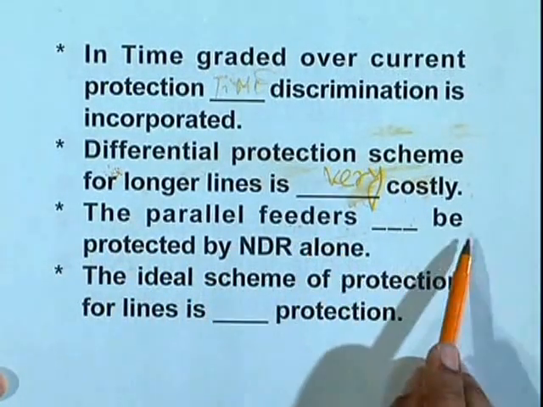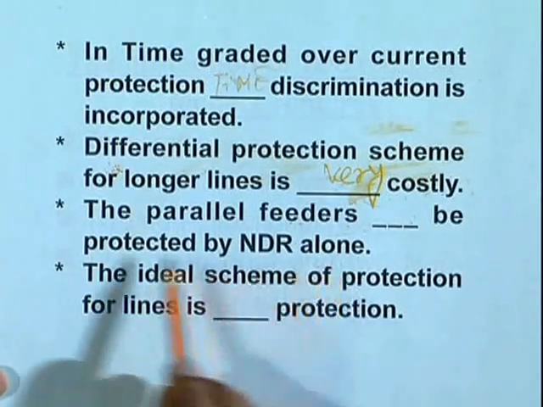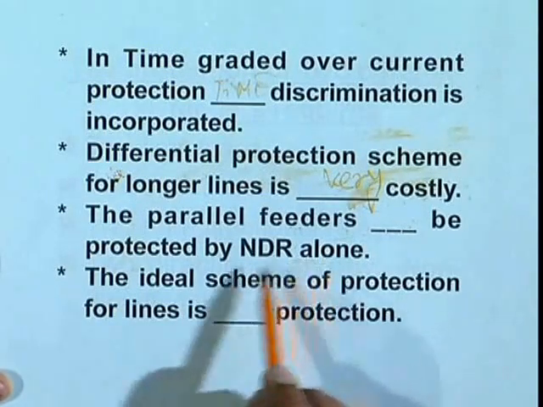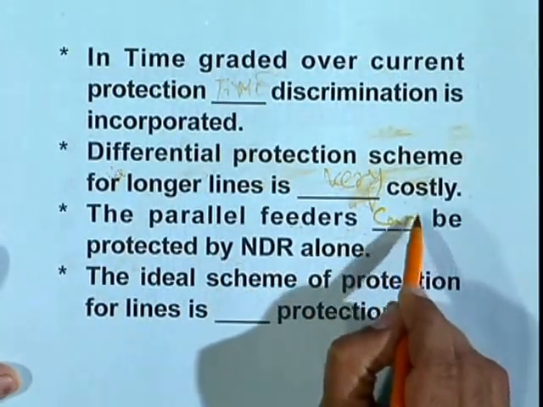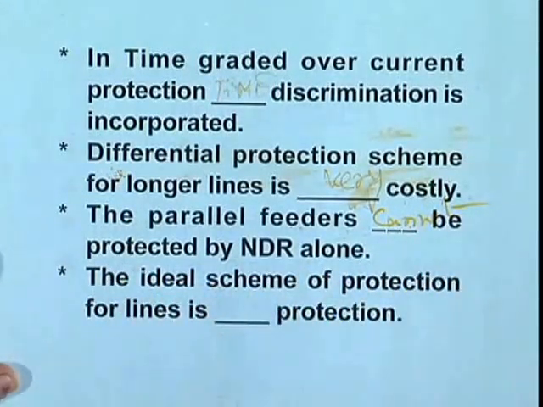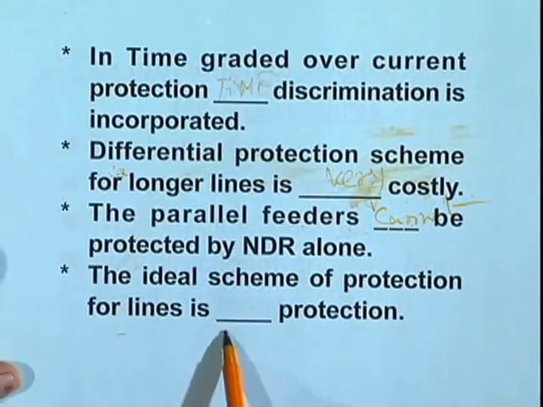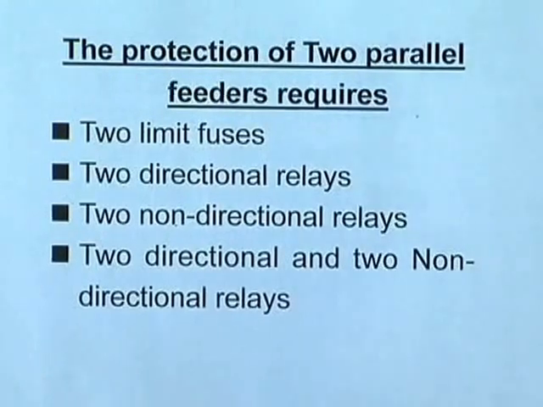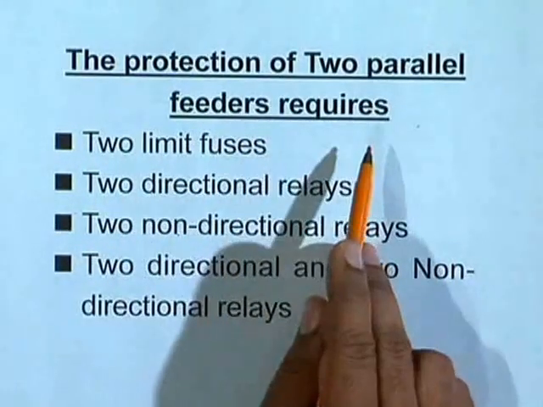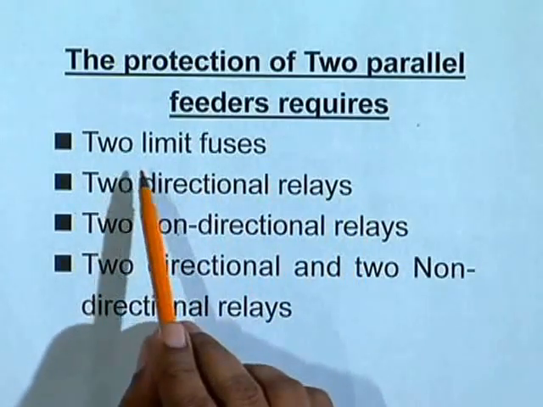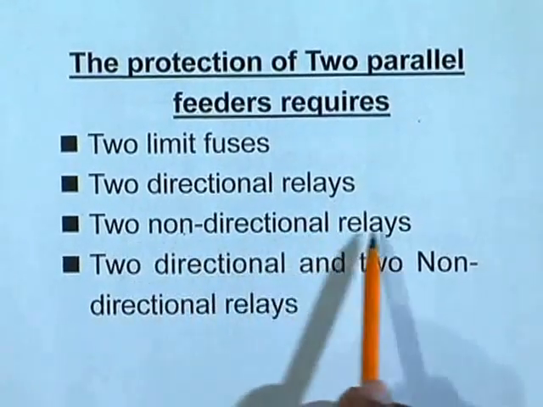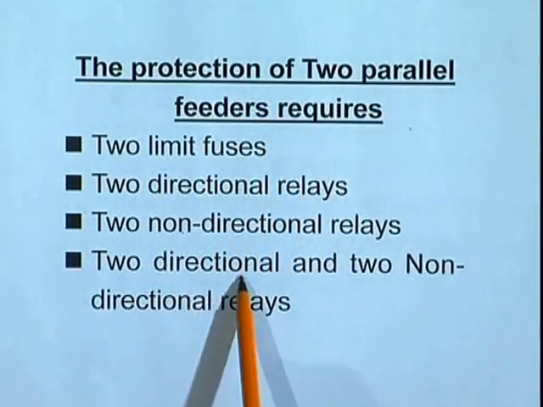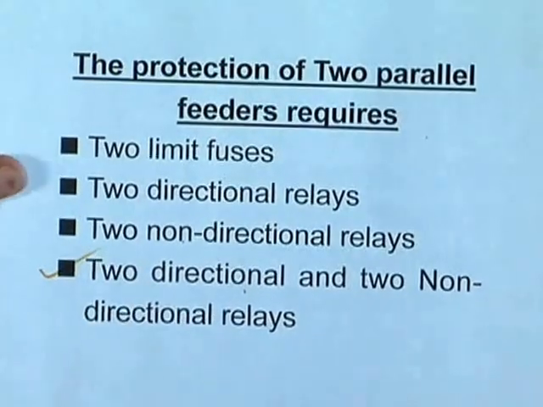The parallel feeders dash be protected by NDR alone. The parallel feeders cannot be protected by NDR alone. They are also protected by directional relays and non-directional relays, so it cannot be protected by NDR alone. The ideal scheme of protection for lines is distance protection. The protection of two parallel feeders requires two directional relays and two non-directional relays.